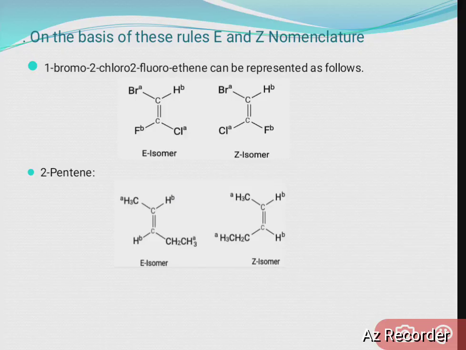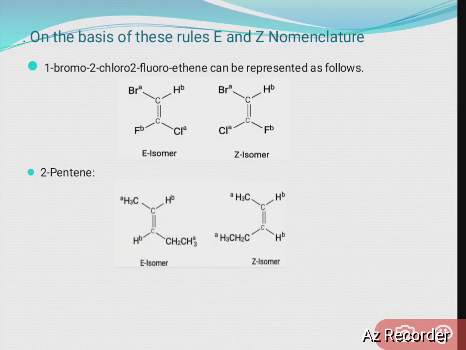Okay, here for the second carbon atom, what are the groups attached? On one side it is hydrogen, on the other side it is the ethyl group. CH2CH3 means it is the ethyl group. For this second carbon atom, initially what are the elements attached? One is hydrogen, the other one is carbon. So what is the priority? The carbon will get more priority compared to hydrogen, hence it is A, and it is B.